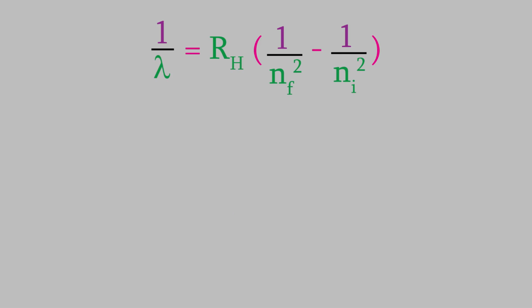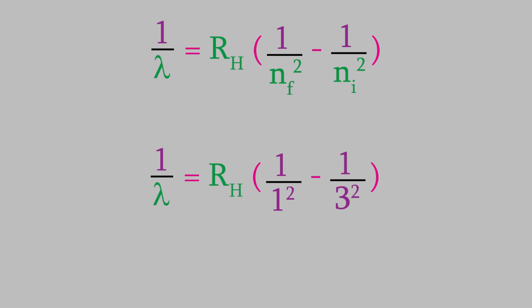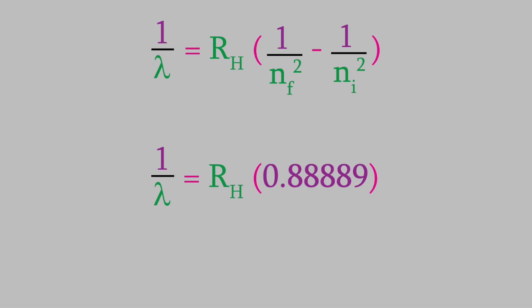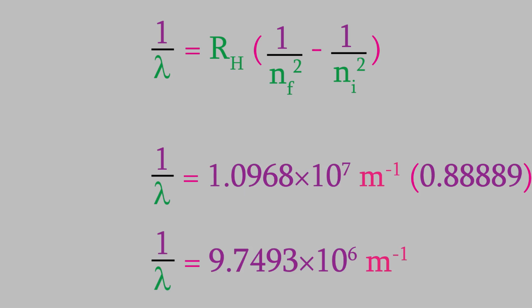So let's see how this equation works. We were just talking about an electron moving from the n equals 3 to n equals 1 level, so we can use this equation to find out what color of light this would give off. The initial energy level is 3, so Ni will be 3, and Nf will be 1. Don't forget that we need to square both of those in the denominators. Next, we subtract the two fractions. 1 over 1 minus 1/9 gives us 0.88889. Now we multiply that by the Rydberg constant, and we get 9.7493 times 10 to the 6th meters to the minus 1.